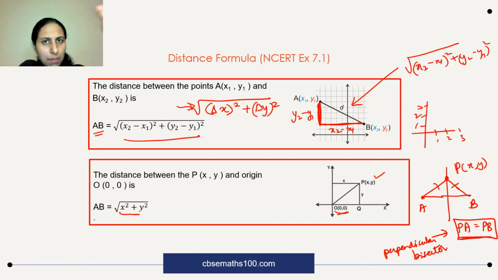This is the condition that you will use to find any relation between x and y. Important questions which come based on this are: find the point on the x-axis which is equidistant from A and B. Find the point which is on the y-axis which is equidistant from A and B. So if it's a point on the x-axis which is equidistant, then you will put the point as x comma 0. If it is a point on the y-axis which is equidistant, you'll put the point as 0 comma y. These things you need to remember.